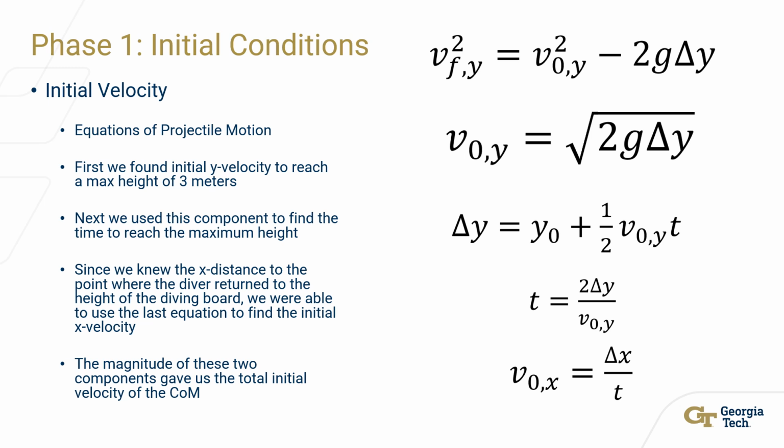As we know the distance to the point where the diver returns to the starting height, we can use this and double the calculated value of t to find the initial x velocity using the last equation shown. Taking the magnitude of the two components of the initial velocity gives us the total initial velocity of the center of mass.